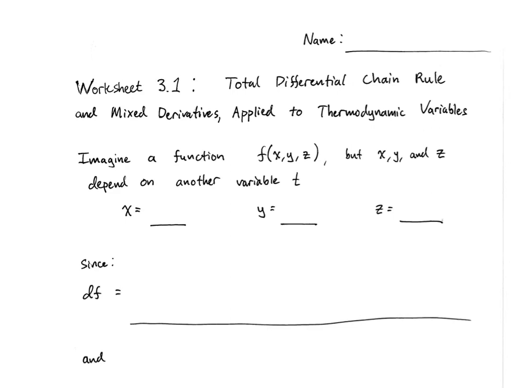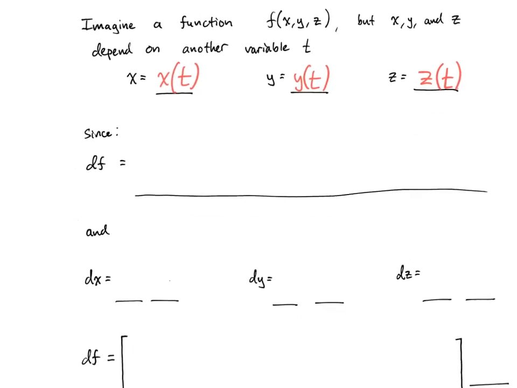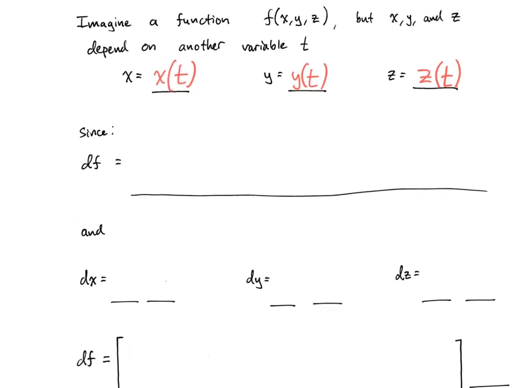But then imagine that x, y, and z depend on an additional variable t. So maybe x, y, and z are the position of a particle, and the particle is moving according to some function of time. Whatever it represents, we then would want to write that x is a function of t, y is a function of t, and z is a function of t as well.